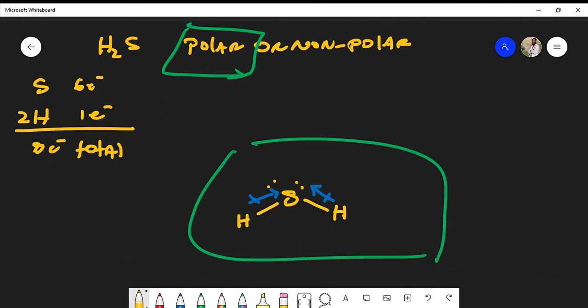Again, usually we said that if our dipoles are going tail to tail, something around this, then these will cancel out, and so we would have no dipole moment. But you could clearly see here that these dipole moments are going head to head, right? So they're not tail to tail, and so this is your classical polar molecule. So hydrogen sulfide is slightly polar.